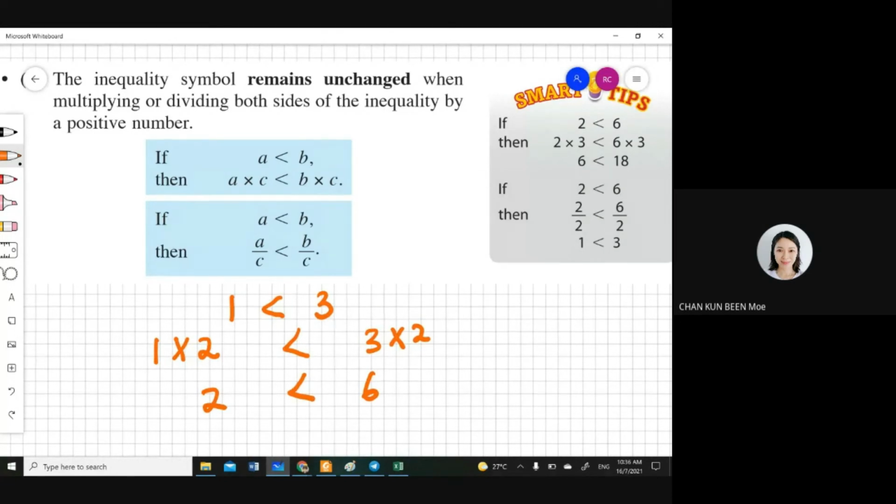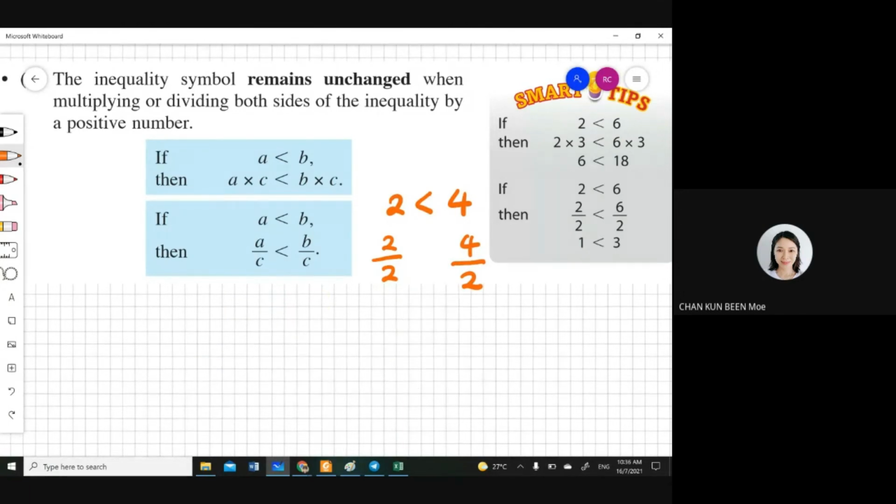Okay? So same thing when you divide. You can see here when you divide. Okay, I give you an example. 2 is less than 4. Now I use 2 divided by 2, 4 divided by 2. So you will know that 2 divided by 2 is equal to 1, right? 4 divided by 2 is 2. So you see, less than remains unchanged. Can you remember this? Okay, so I summarize this for you.